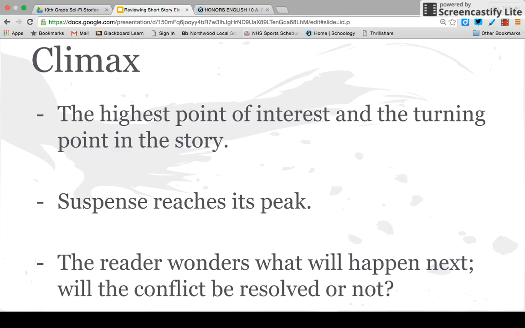This is the highest point of interest in the story. This is usually where there is a turning point. This is where the suspense reaches its peak. And this is where the reader wonders what will happen next. Will the conflict be resolved or not?